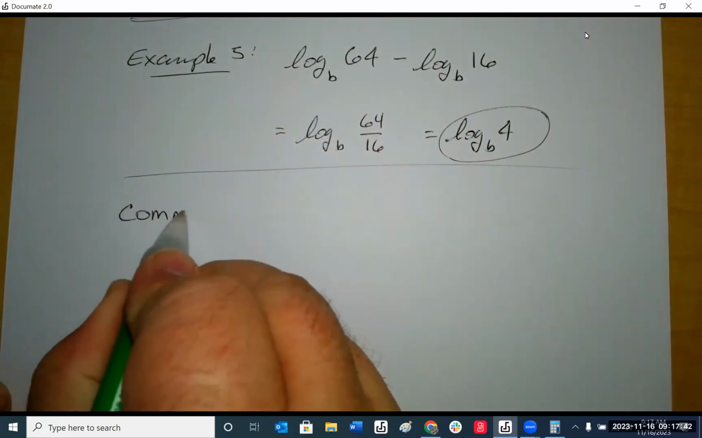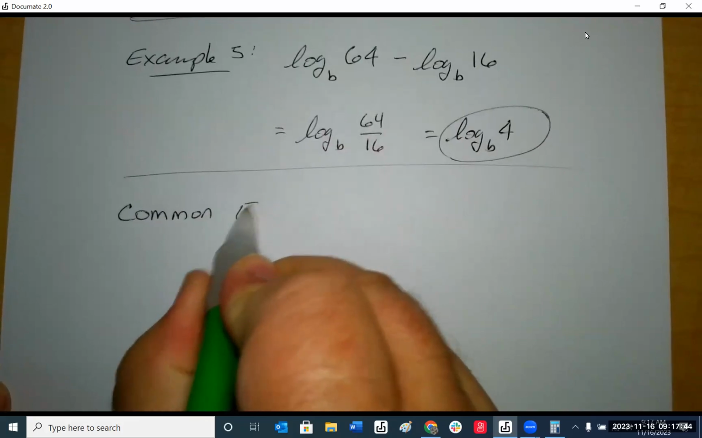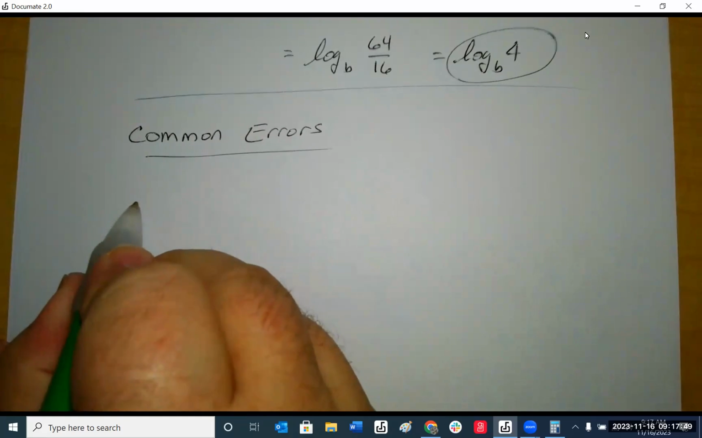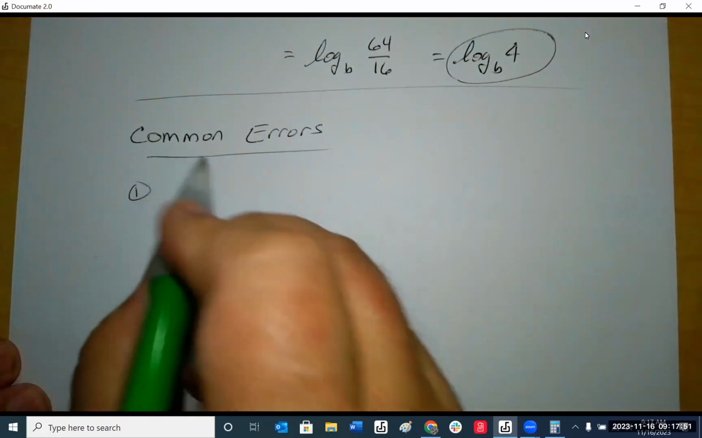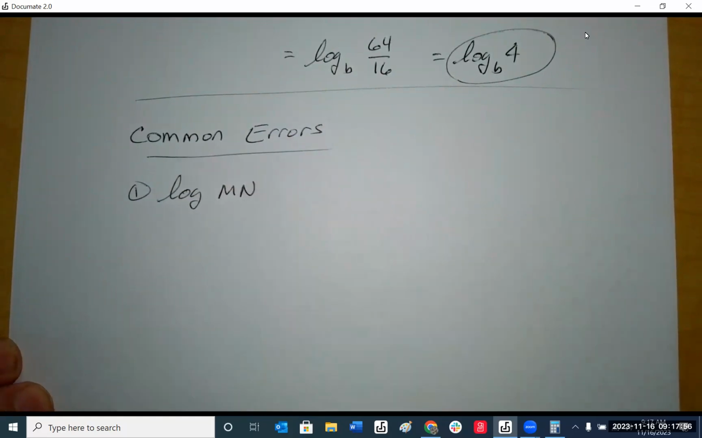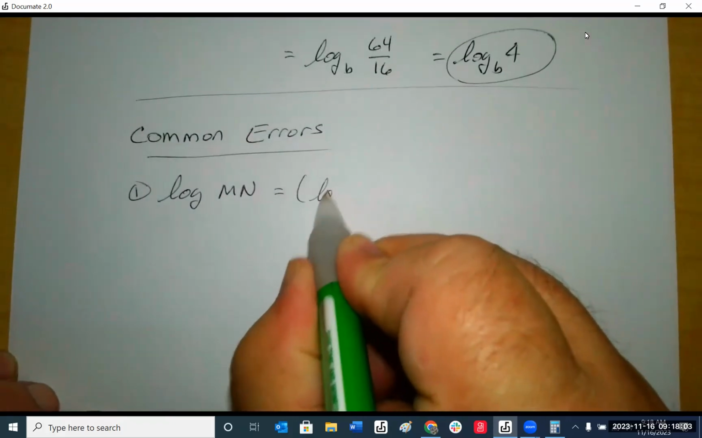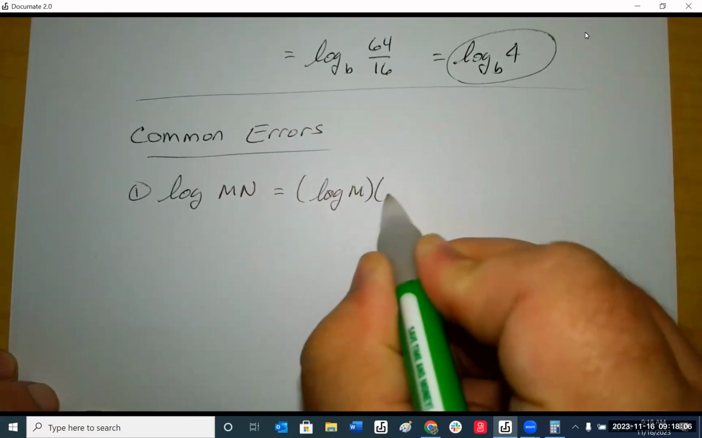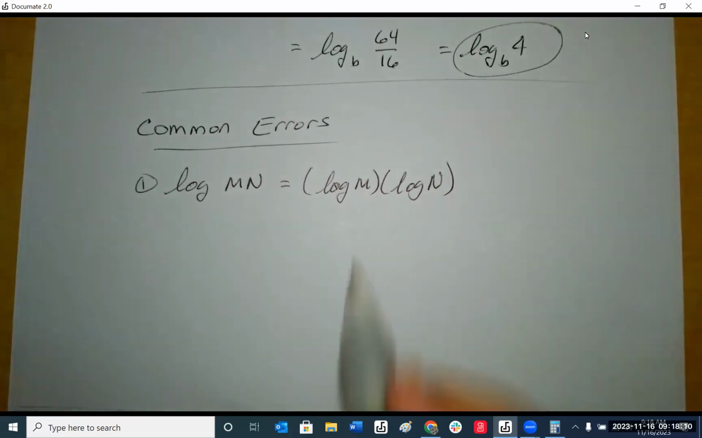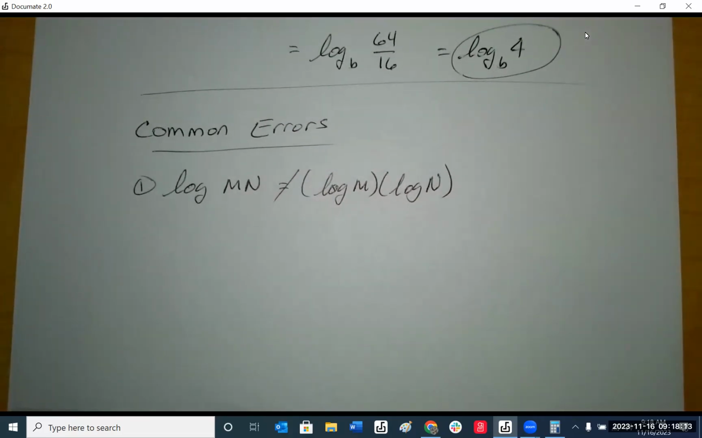On your sheet, we have some common errors that people make when it comes to logarithms. The first common error: when you hear the product rule, people think that you simply multiply those two terms together. No, that's not right. When you have a product, you have to add them.